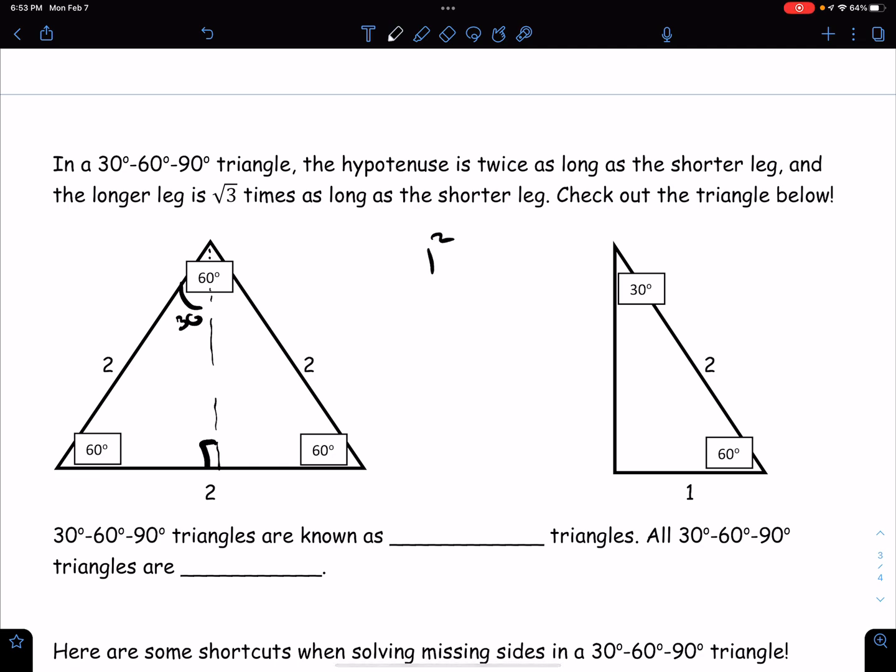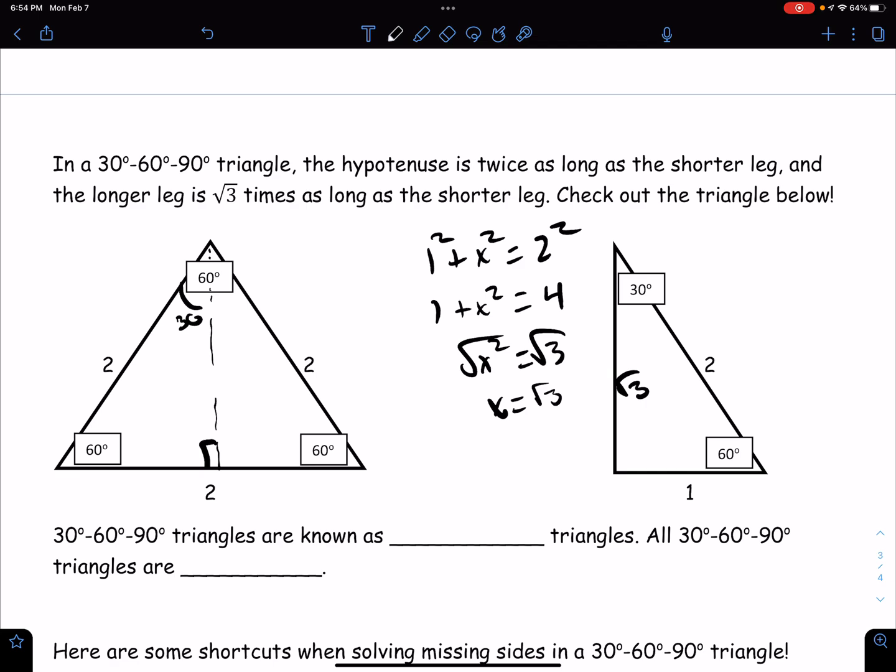So I'll say 1 squared plus, let's call it x squared, is equal to 2 squared. So I say 1 plus x squared is equal to 4. So x squared is equal to 3. Get x by itself, and I get x equals the square root of 3. So I know that this side is the square root of 3. All right, so from up here, we know that the longest leg is square root of 3 times bigger than the shortest leg. And the hypotenuse is 2 times as big as the shortest leg.